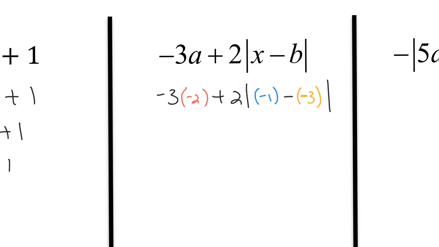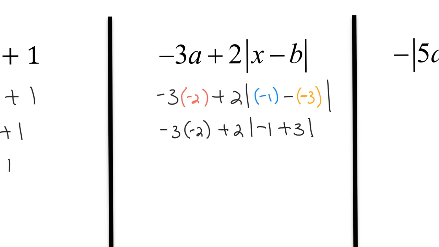So you see the values of a, x, and b. A is negative 2, x is negative 1, and b is negative 3. So I substitute those values into the expression. I am going to do what's inside of the absolute value, and notice that we do have double negatives here, so I am going to change that to plus right here.